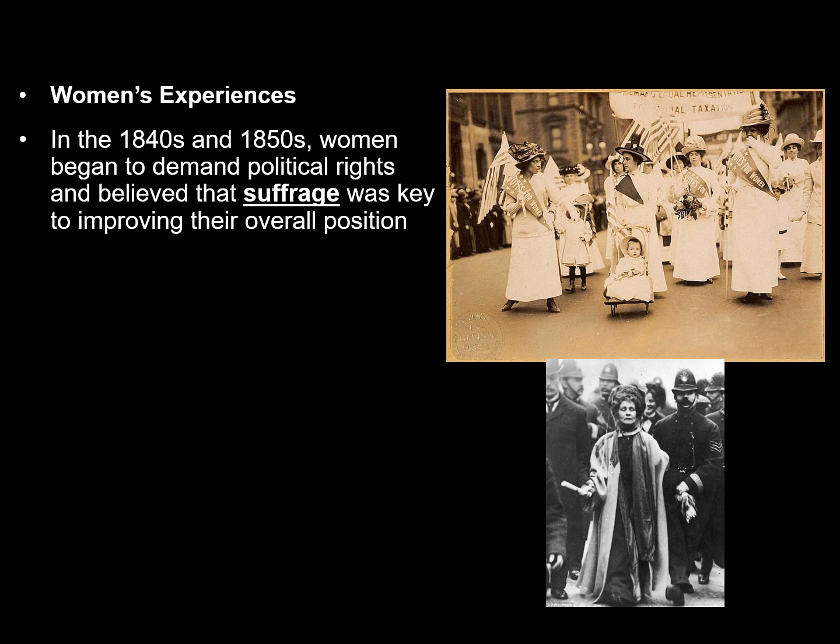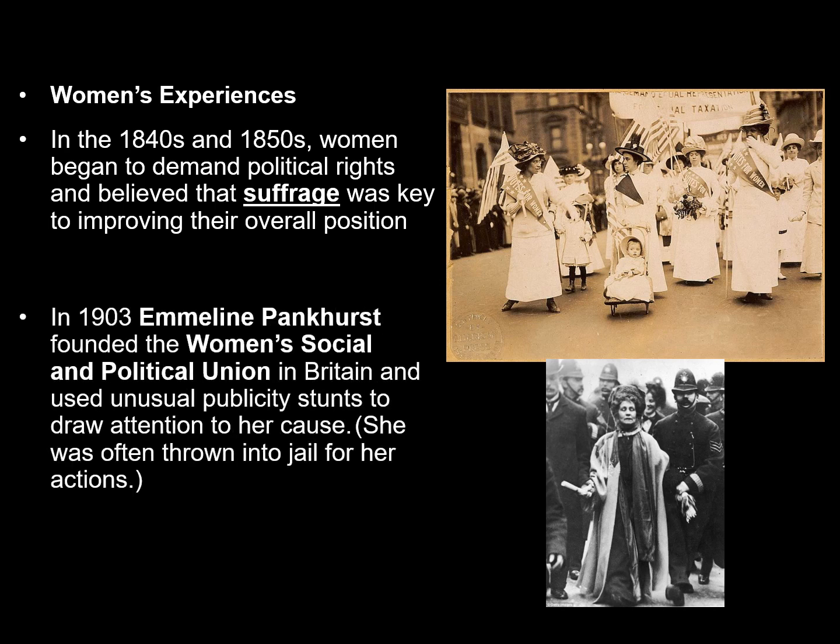Women's experiences. In the 1840s and 1850s, women began to demand political rights and believed that suffrage was the key to improving their overall position. In 1903, Emmeline Pankhurst in England founded the Women's Social and Political Union in Britain and used unusual publicity stunts to draw attention to her cause. She was often thrown into jail for her actions. She argued that by doing so, she got her name in the paper and she got stories in the paper about this push for women's suffrage. And there was no such thing as bad publicity.